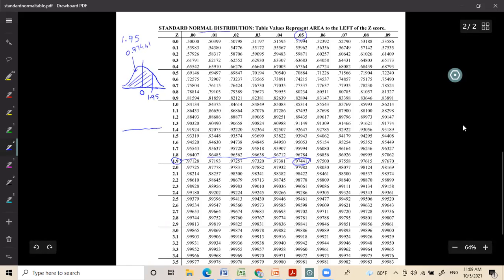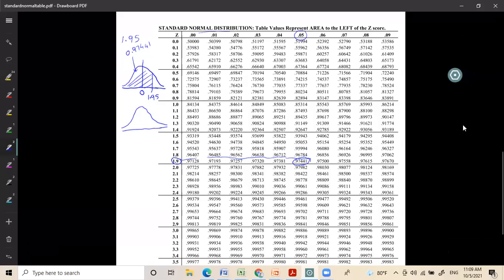Now, who can tell me what is the probability? Remember, always this table gives you the left tail. Always this table gives you the left tail. Tell me what is the probability of z score 2.53. How do you do that? 2.5, you find it from the first column.